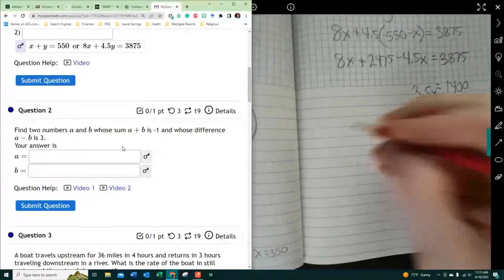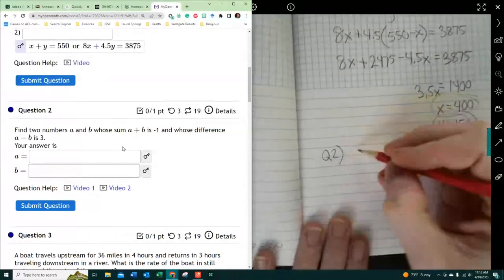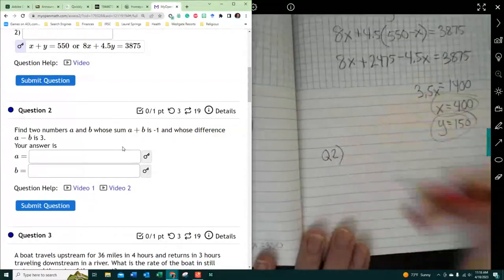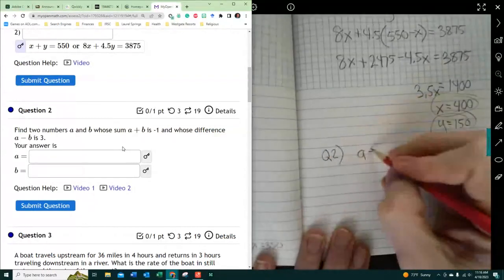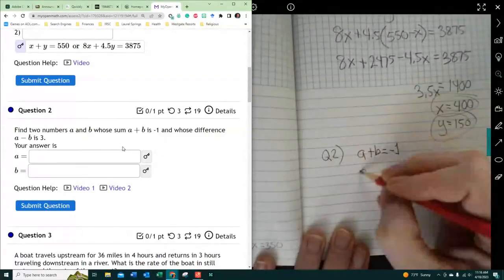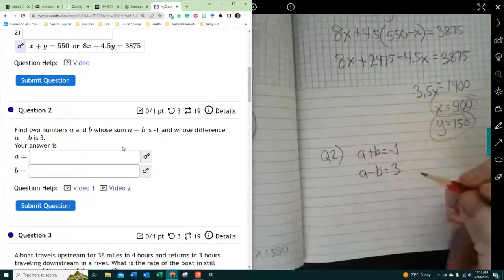So for question number 2, we're going to say: find two numbers A and B whose sum is equal to -1, and whose difference is equal to 3.